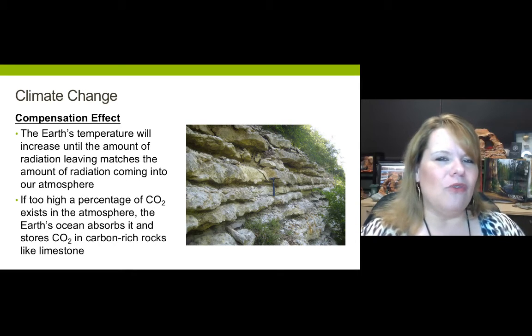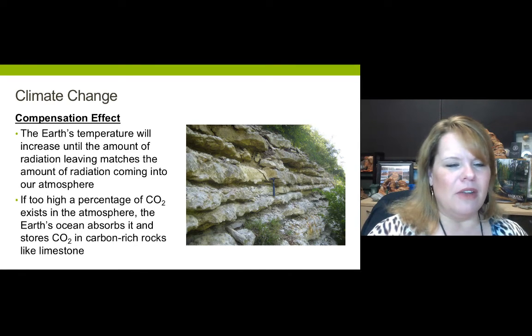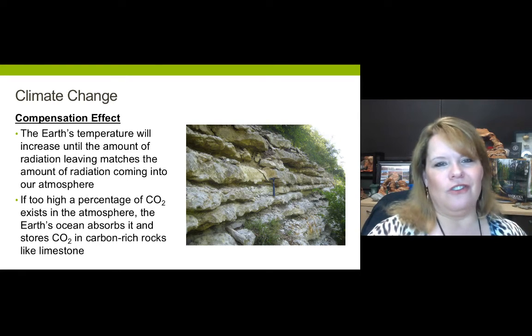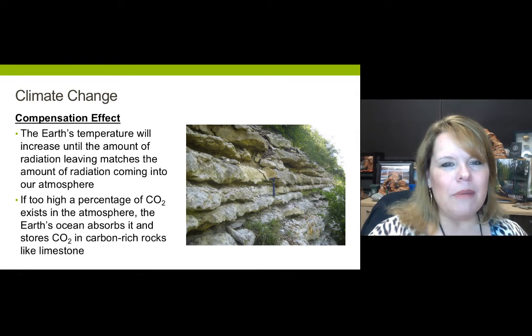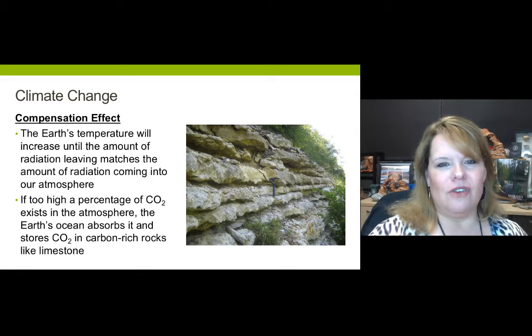So how does this all relate? We have a compensation effect. So you're looking at some limestone over here. The Earth's temperature will increase until the amount of radiation leaving matches the amount of radiation coming into the atmosphere. How does this happen on Earth? Well, we got this nifty thing on Earth called the ocean. And this ocean is notorious for grabbing things like carbon, sucking it out of the atmosphere, and making rocks out of it. Is that not like one of the most ingenious things you've ever heard?